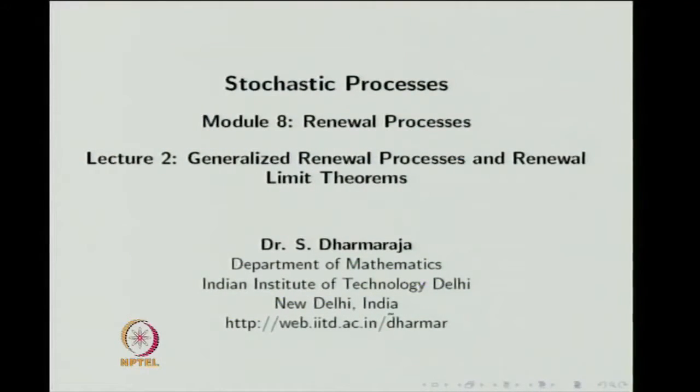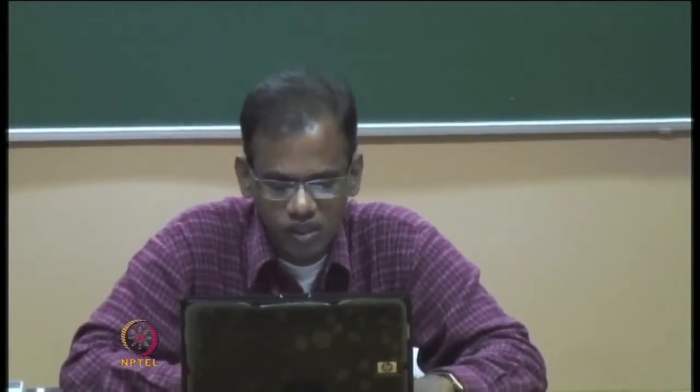This is Stochastic Processes, Module 8: Renewal Processes, Lecture 2: Generalized Renewal Processes and Renewal Limit Theorems. In Lecture 1, we discussed renewal processes, their definition and properties. Following the renewal process definition, we discussed the renewal function, and then the renewal equation, and also saw a few examples in Lecture 1.